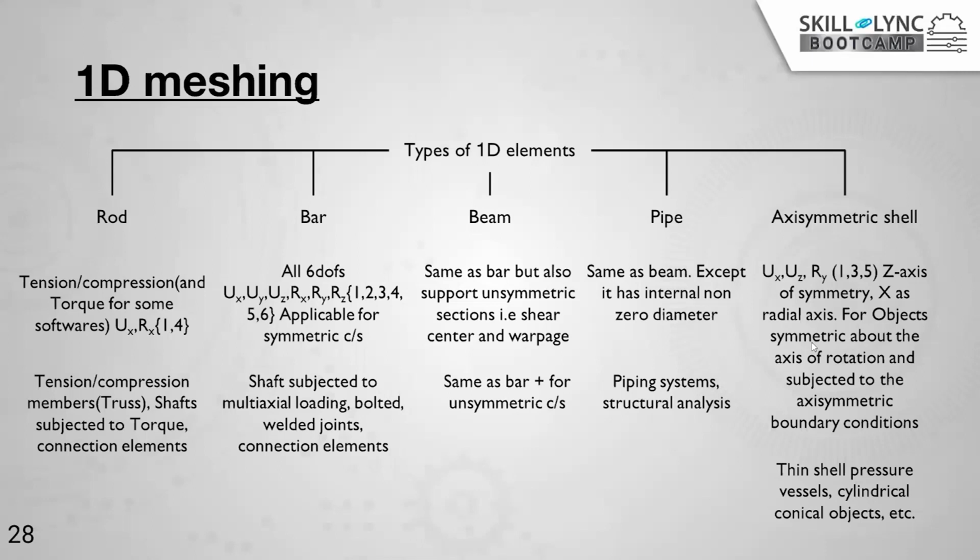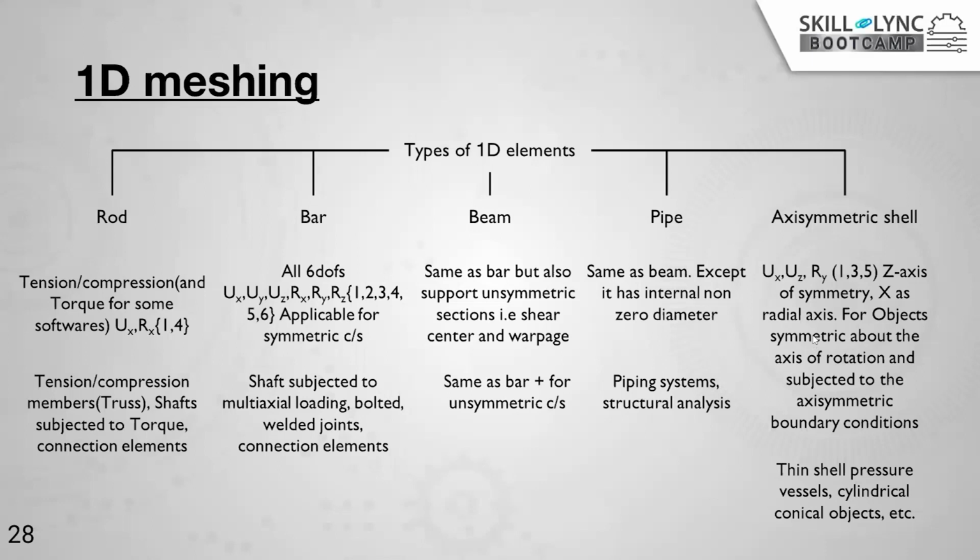Now coming to the pipe element. Pipe elements are most commonly used in other CAE software like AutoPIPE and Caesar. These are the software in which pipe elements are extensively used. You might have heard of the profile of a piping engineer. Piping engineers would be using these pipe elements extensively for their analysis.